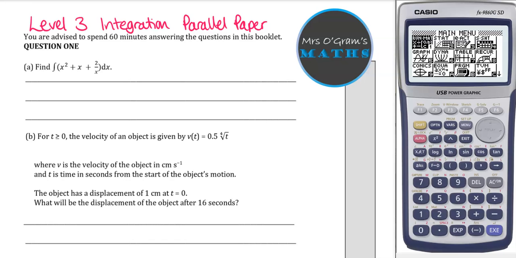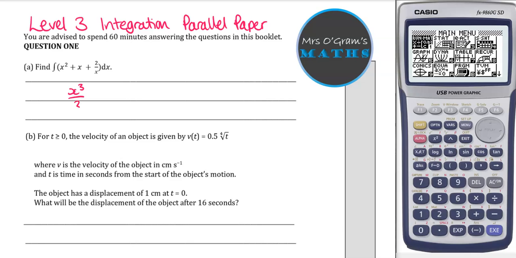This video is taking you through a parallel paper for the Level 3 Integration External. So this is a Level 3 NCEA standards-based assessment. And this is not a real past paper, it's one that was written to be parallel to those papers. So the first question asks us to integrate.